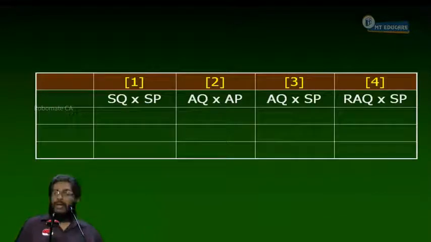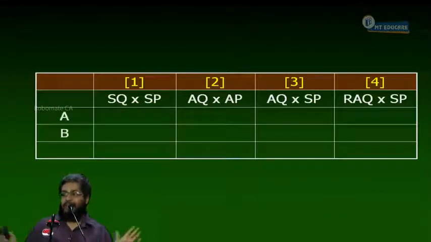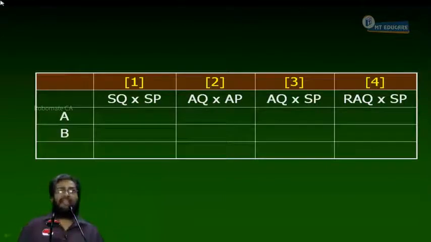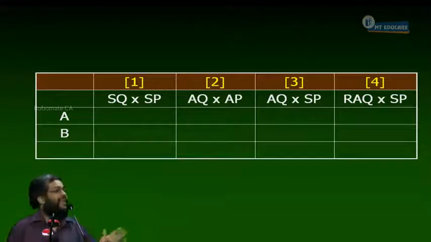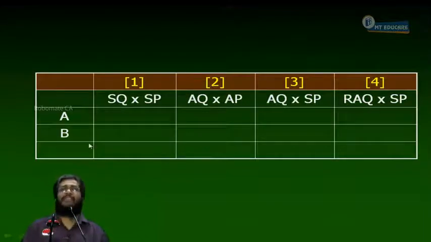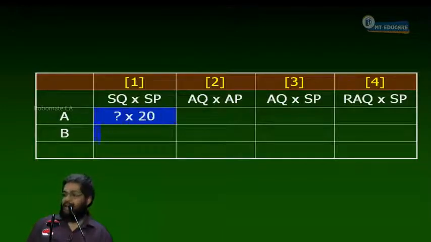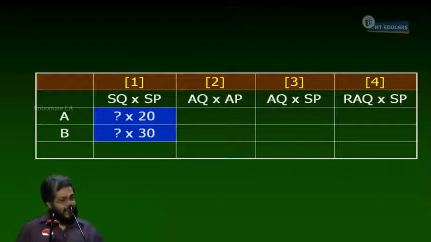Point number 1: what are the 2 raw materials? A and then B. Now, always the villain is SQ. RAQ is not as difficult as SQ, but it should also be computed. So, SQ and RAQ only we should compute. The remaining numbers are given by the question itself. Now, let's put the known numbers and calculate the unknown. The standard price of A and B is 20 and 30. Something into 20, something into 30. The something we calculate later.